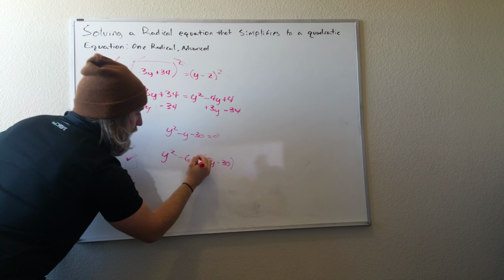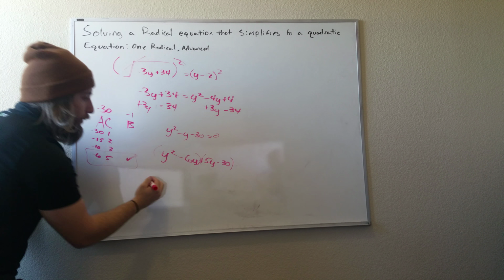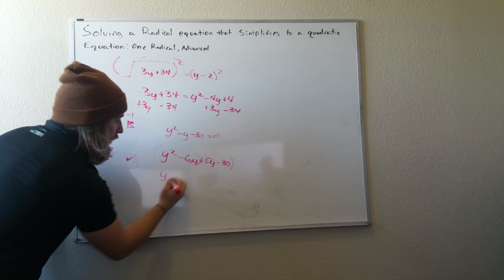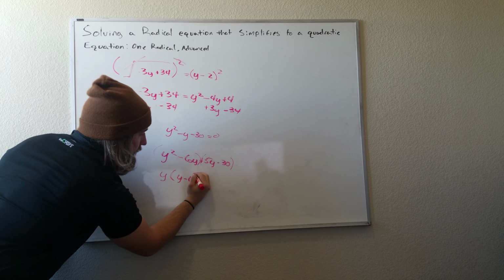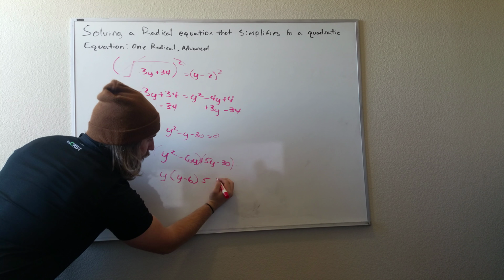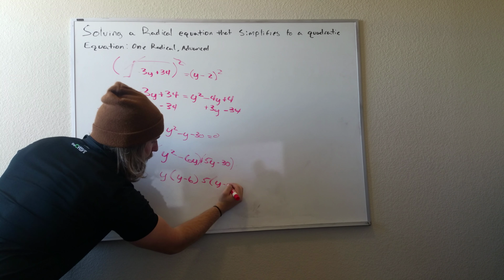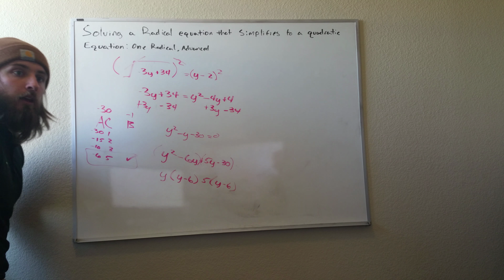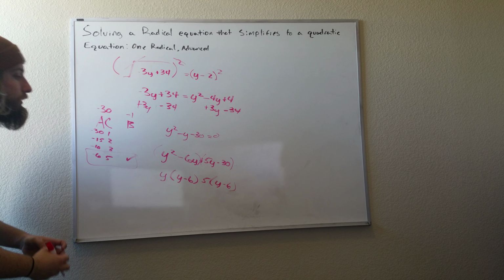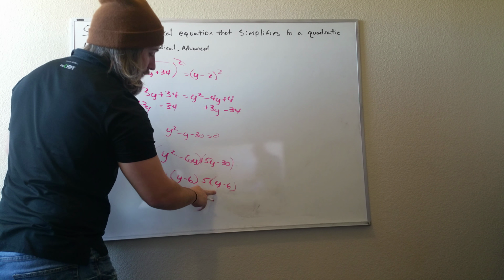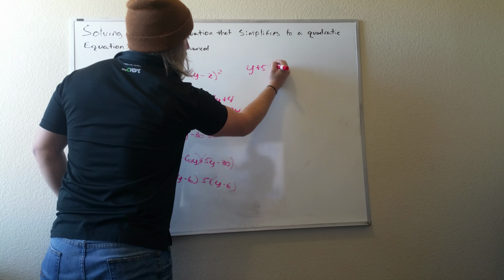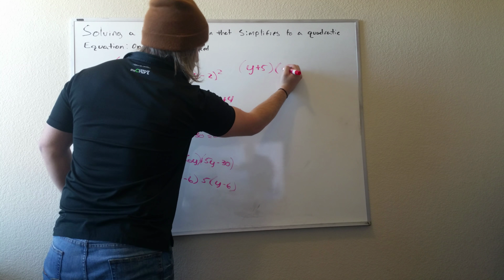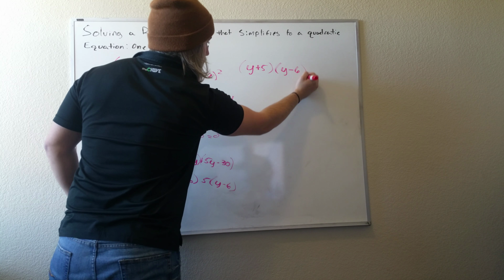Now we'll just factor by grouping. So we'll pull out the y, and we get left over with y minus 6. And for the other one, we'll pull out a 5. We get left over with y minus 6 again. And now we can combine these two, since these two binomials are the same. So now we have y plus 5 times y minus 6.